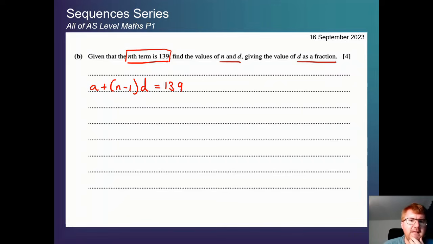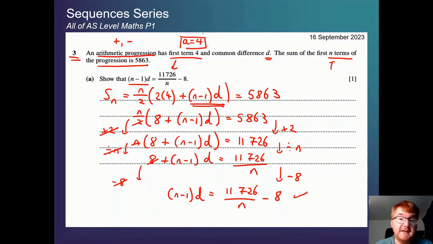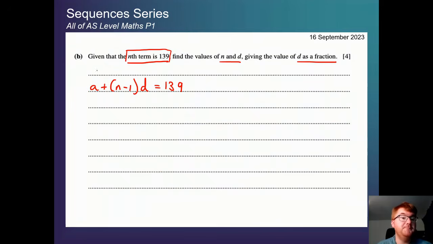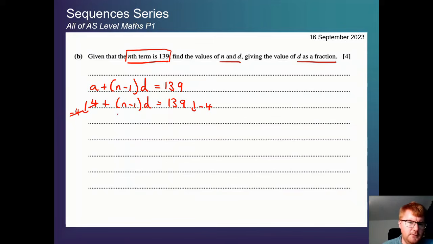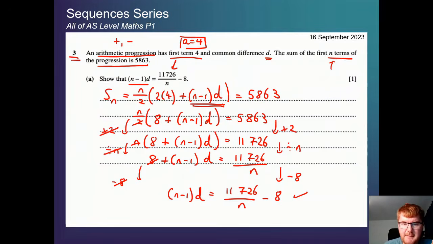is equal to 139. Now we actually know what the first term is, don't forget that. We know a is equal to 4. So I'm going to pop in 4. And all I'm going to do is just subtract 4 here. And you're thinking maybe why at this point, but that's fine. n minus 1d, and that's equal to 135. The reason is, we spent a lot of time in the previous question working out what n minus 1d was. n minus 1d was equal to this expression here.